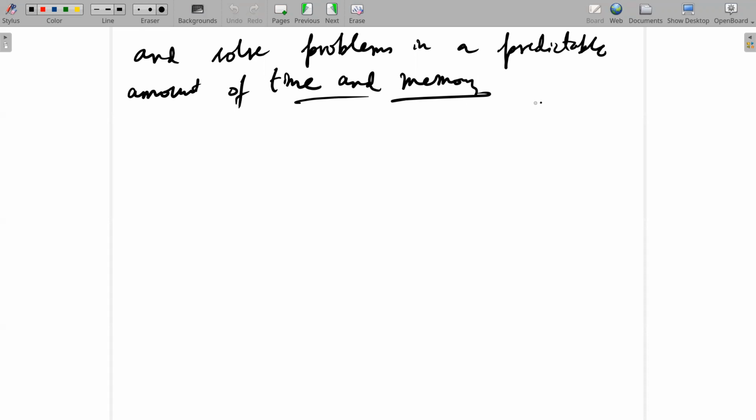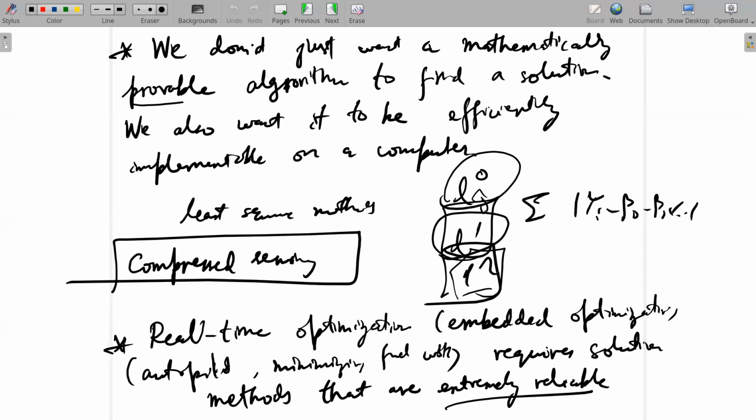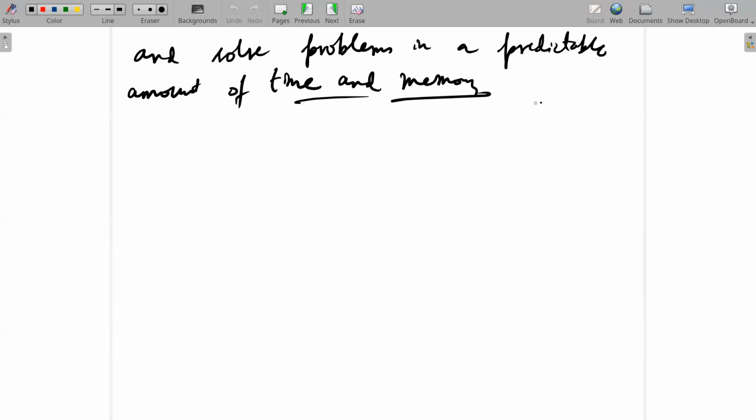These days some motorcycles have ABS, an automated braking system. So it has to take some input and it has very limited time to react. It cannot just say, okay, after 5 minutes, I'll think about what to do. That cannot happen. So you have a hard upper cap on time and memory, of course, whatever is there in your device. So algorithms for real-time optimization need to have those hard upper caps.